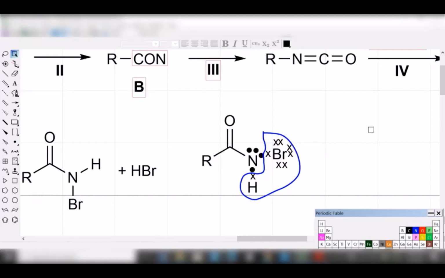Okay, so with this idea in mind, if you look at N, how many electrons are there around N? So if you do a quick count, 6, right? 1, 2, 3, 4, and then this bonding electron pair, 5, 6. So 6 electrons around N. That makes perfect sense, right?